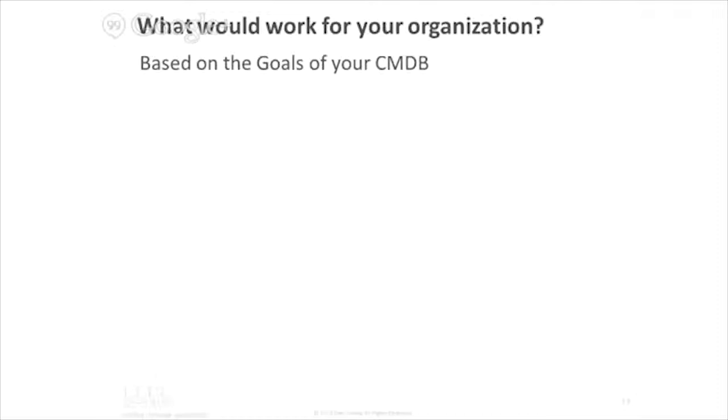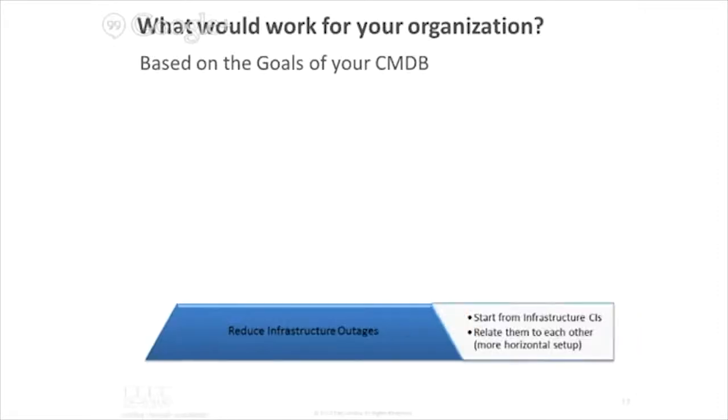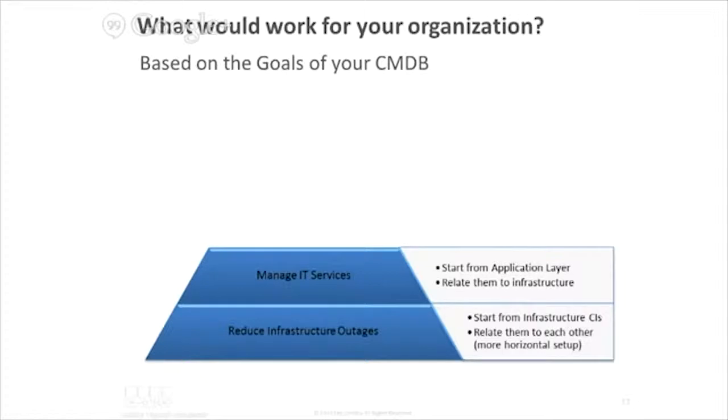And what I tried to do was come up with a pyramid of sorts, which says, based on the goals of your CMDB, you should look at different levels of depth for your CMDB. So if the goal of your CMDB is to reduce infrastructure outage, you need to look at infrastructure CIs. You need to talk about more horizontal setup than more vertical setup. If the goal of your CMDB is to manage IT services, you can think about starting from an application layer. You know, Exchange, SAP, those can be your services.